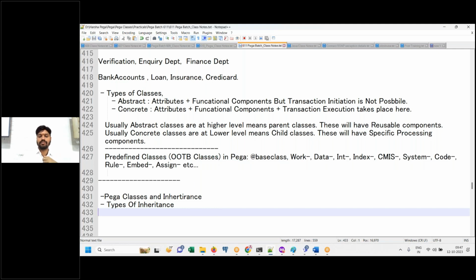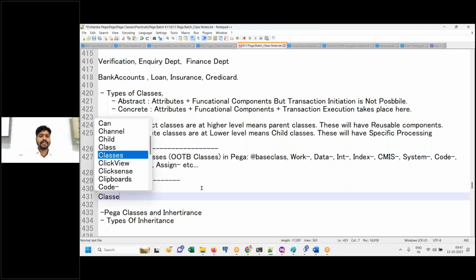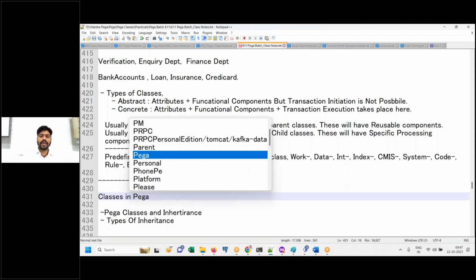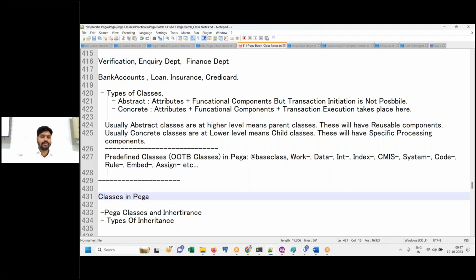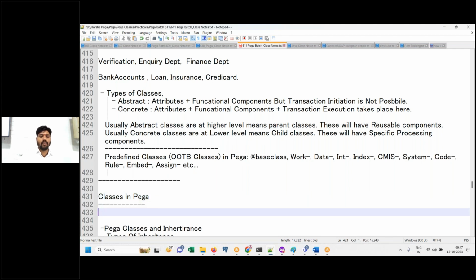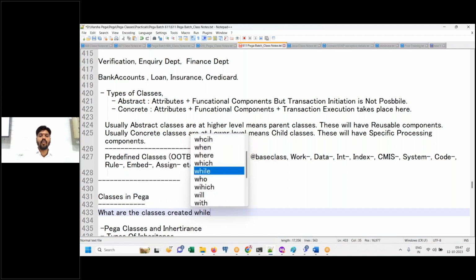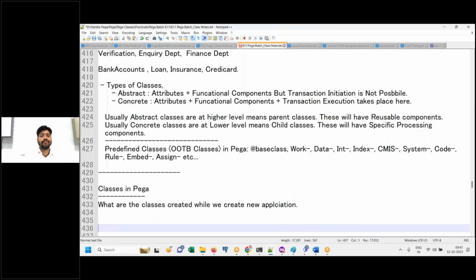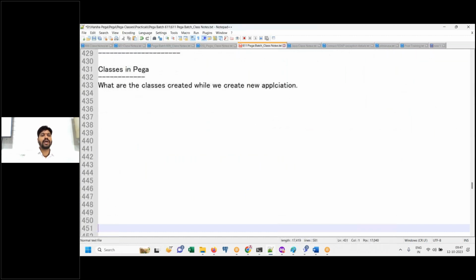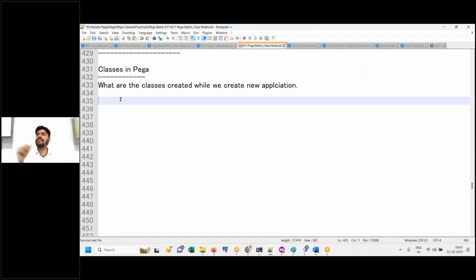So now let's look at the classes in Pega. What are the classes created while we create a new application? We need to look at the implementation as well as the framework. Both applications we have to have a look at, and then next we will talk about the inheritance concept. In Pega, inheritance.